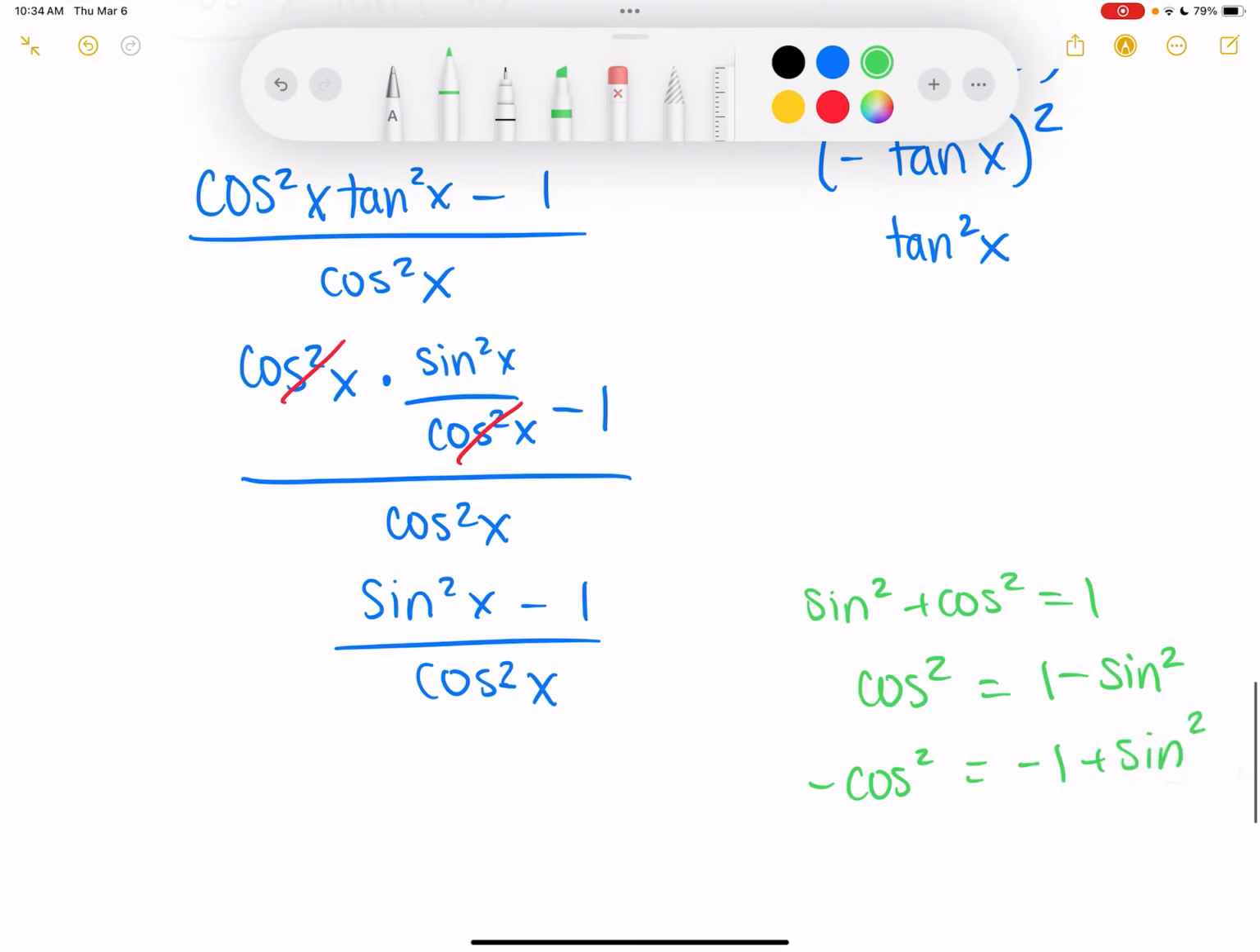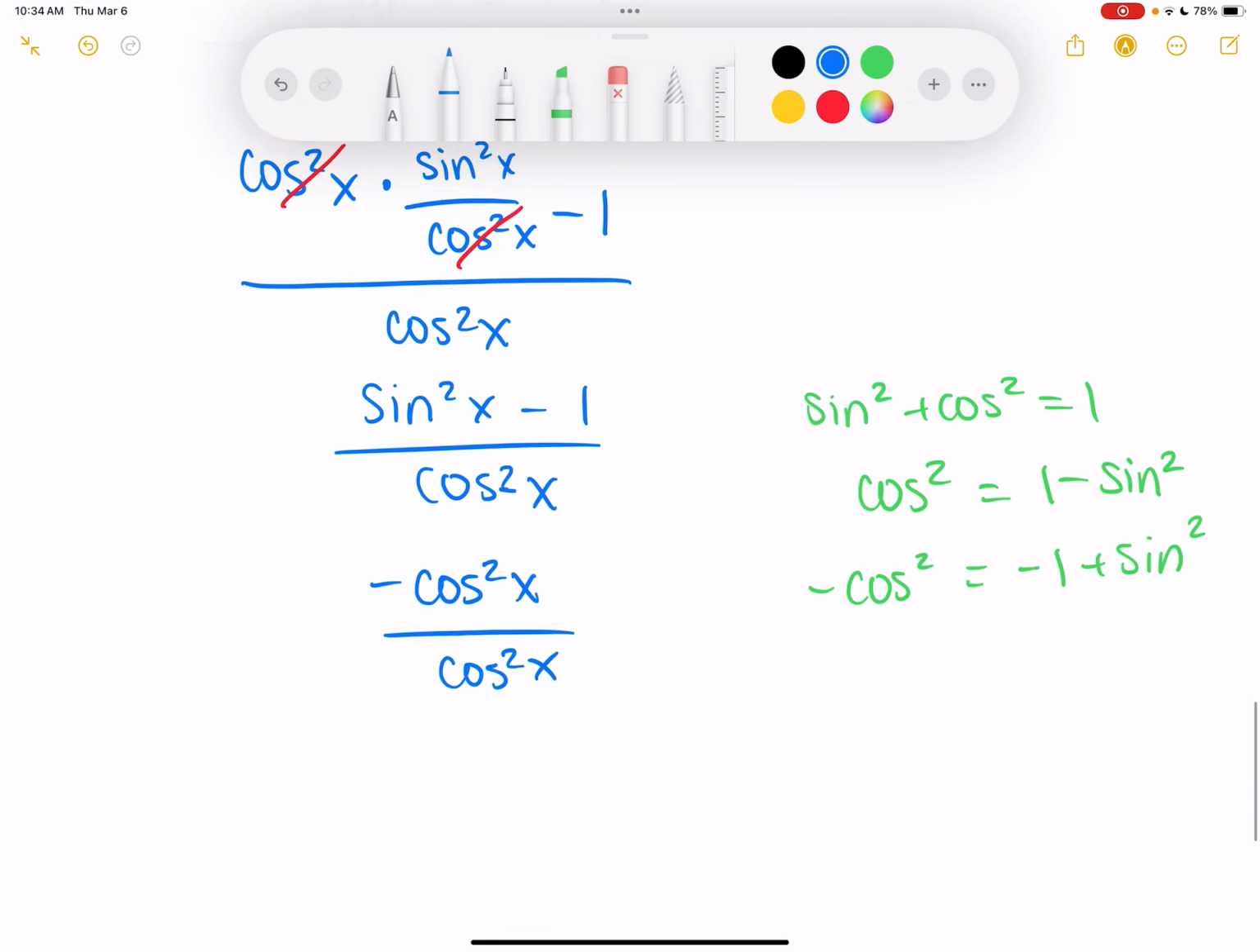This is why I said this one was harder and I was doing it for you rather than giving you this one for homework. So Ryan, this is now your fault because you said you liked these. I can replace the top with negative cosine squared over cosine squared. And what do I get when I do that? Negative 1, which is my final answer.